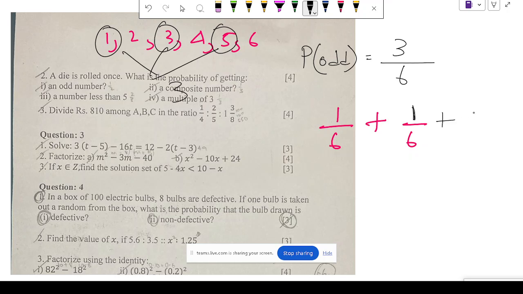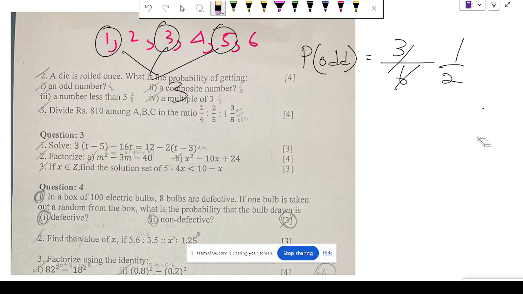The next time you roll, what's the other odd number you get? 5, right? You get 5. So that is also 1 by 6. So this is the actual concept. You take 6, 3. Total you get 3 by 6. When you reduce, what do you get? 1 by 2. The answer is 1 by 2. Good. Tell me the next one.